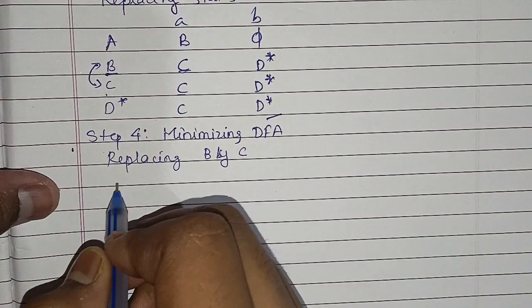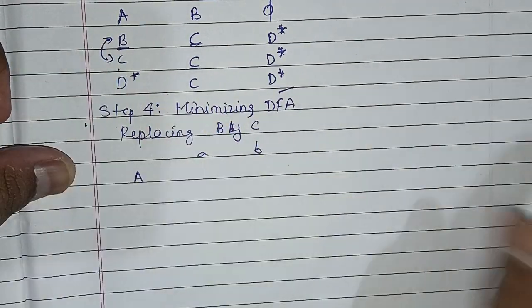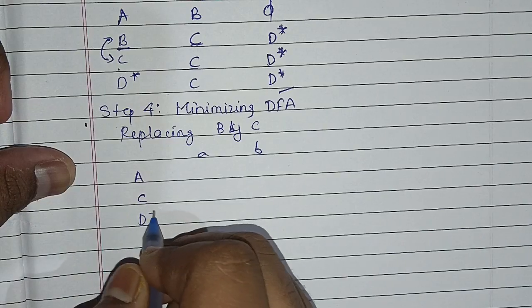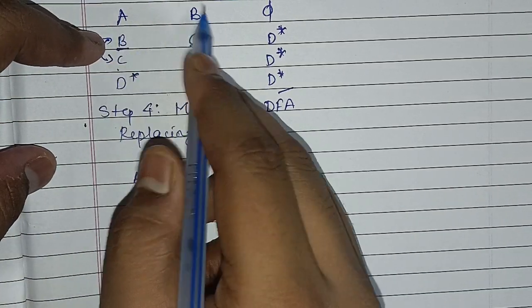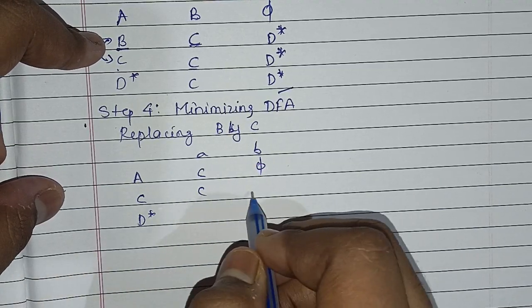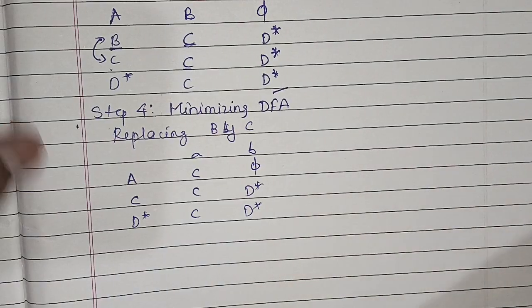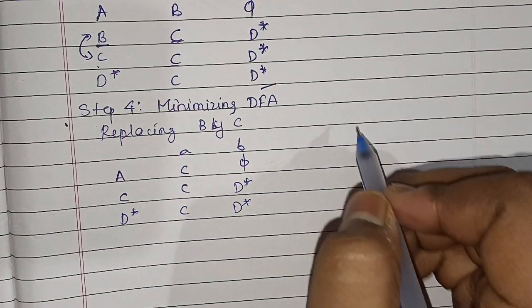So what I will do, A, B, A. B by C means I will delete the B row. C, D star. Now see, A is going to B means it will go to C now. 5, C, D star, C, D star. Just already the same. Now what is the transition diagram here?